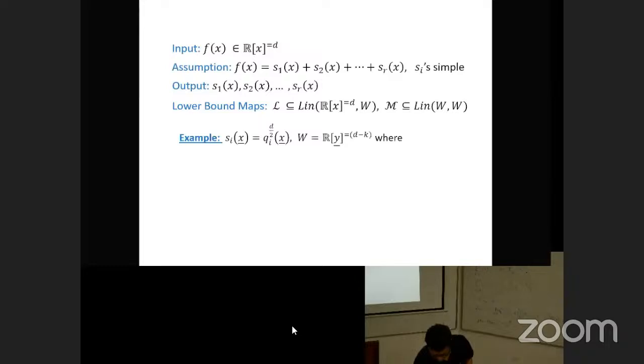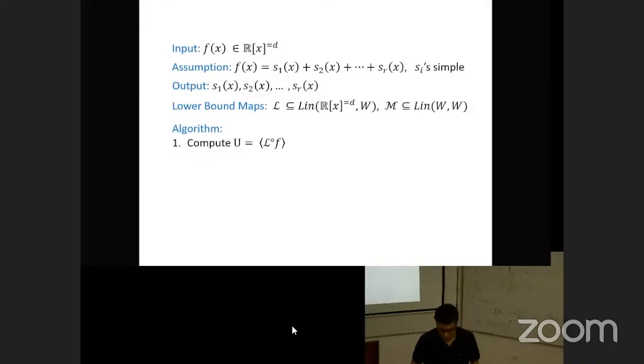Now let me just finish by connecting up the lower bounds with the algorithm. In the algorithm, what we want to do is, given f, which is a sum of simple polynomials like this, learn the summands Si. So we will use the linear maps that I use for lower bounds in the following way. This is an example of the actual set of linear maps that I would use for mixtures of Gaussians. So here's the idea. You are given F, you hit it with this collection of linear maps L, which comes from the lower bounds.